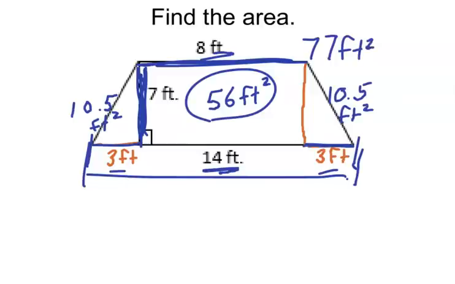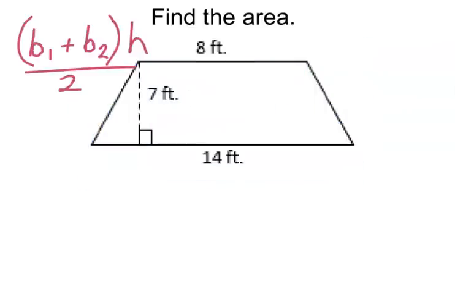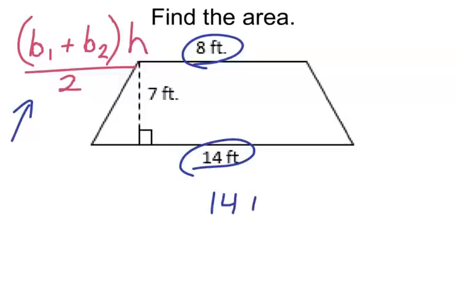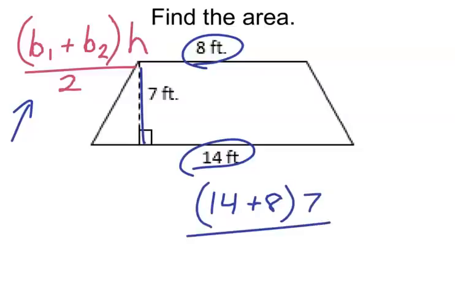Now, if we used the other method, the base 1 plus base 2 times height divided by 2, let's see if we get 77 feet squared as well. Okay, so these are the two bases, and it doesn't really matter which one we call base 1 or base 2. And here's our equation. So let's just do 14 plus 8. And then what is the height? Well, the height was 7, times the height divided by 2. Okay, so let's do this. 14 plus 8 equals 22.